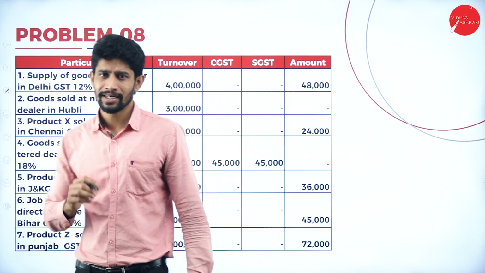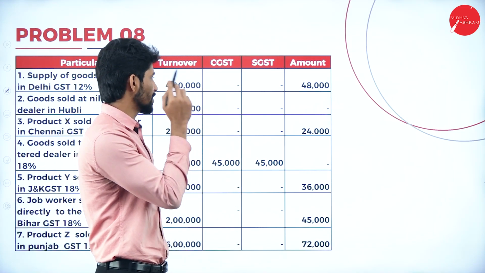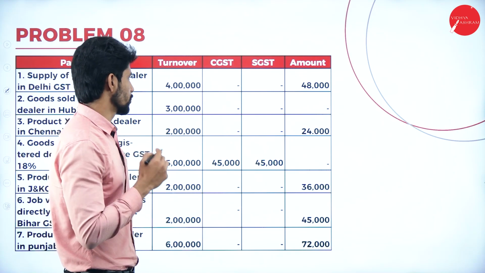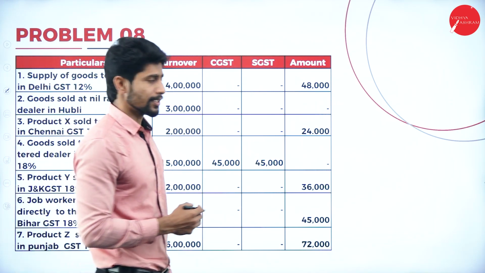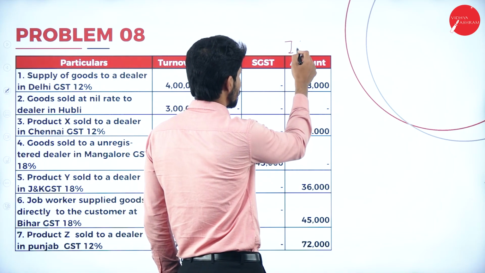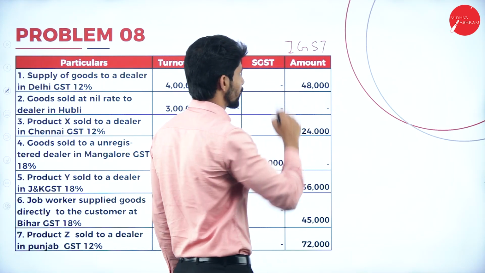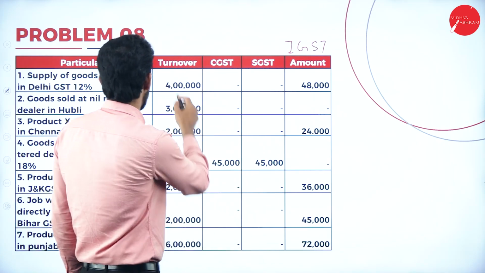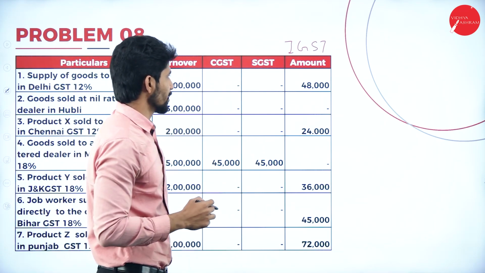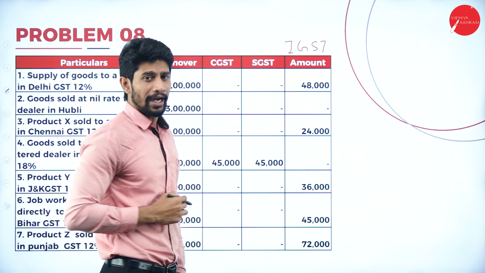So particulars, turnover, CGST, SGST and amount. So here we can consider the amount column as IGST. So here particulars, turnover, CGST, SGST and IGST.